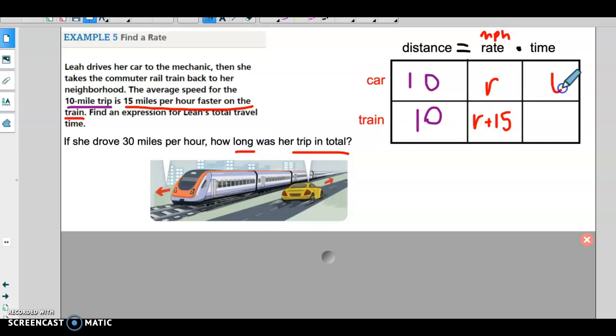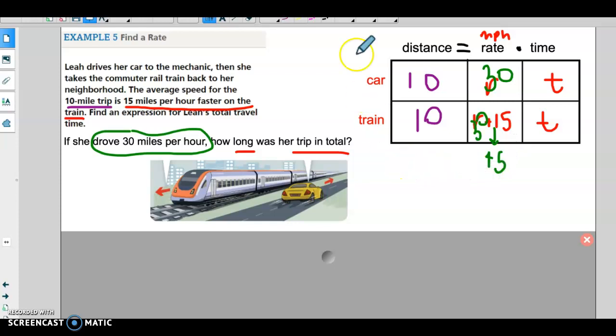So I'm going to leave it with T. They did give us one more piece of information. That piece of information was that if she drove 30 miles per hour, so I can come back through here and say that, okay, my rate is 30. So if my rate is 30, what's my rate on the train? That'll be 45, right? So far I haven't done any math besides add 30 plus 15. I've just pulled out the information.